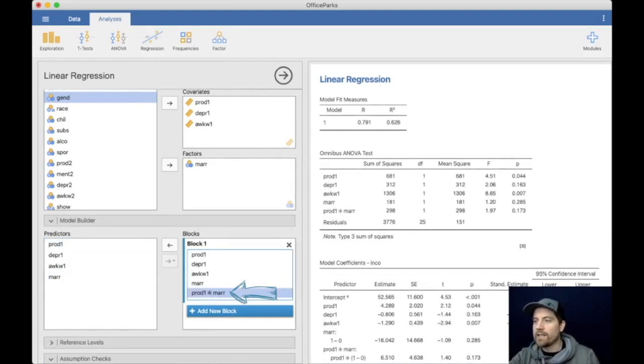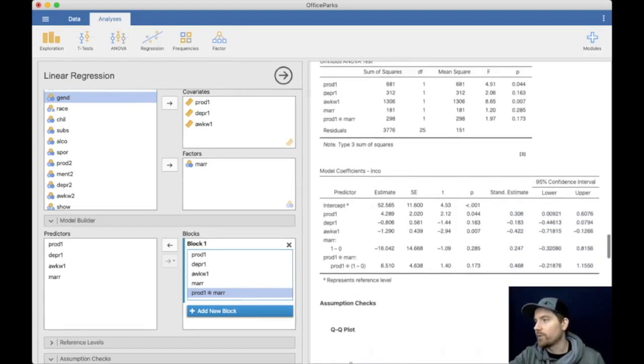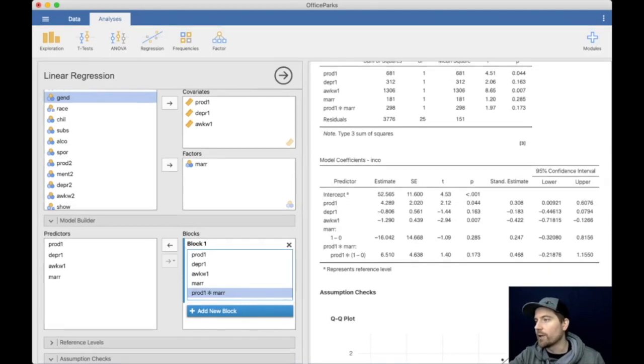And you notice when I did this, it created this new line in this table. In this case, productivity and marital status do not interact. There's no significant relationship there. And if we come down to our coefficients, we're going to see the same thing. There's not a significant relationship. However, in this case, let's say there is a significant relationship.